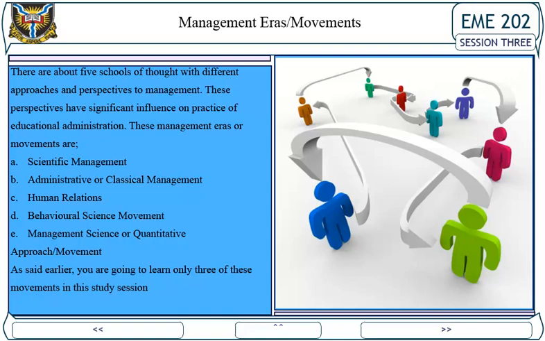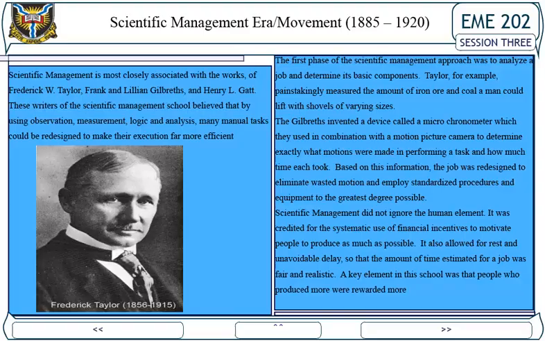There are about 5 schools of thought with different approaches and perspectives to management. These perspectives have significant influence on the practice of educational administration. These management eras or movements are: A. Scientific management, B. Administrative or classical management, C. Human relations, D. Behavioral science movement, E. Management science or quantitative approach or movement. As said earlier, you are going to learn only 3 of these movements in this study session.